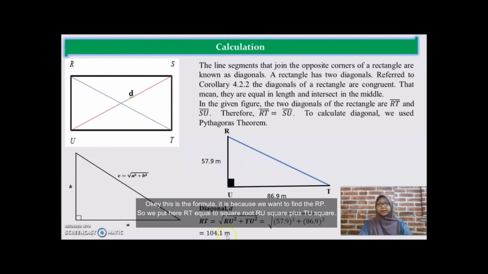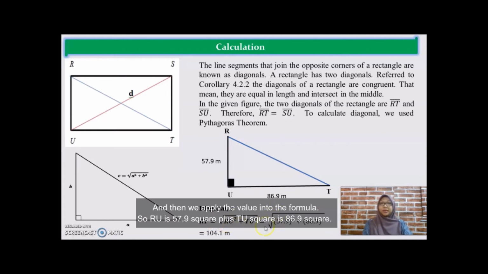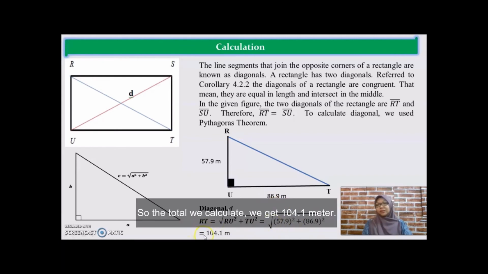This is the formula. Because we want to find RT, we put RT equals the square root of RU squared plus TU squared. Then we apply the values into the formula. After we calculate, we get 104.1 meters.